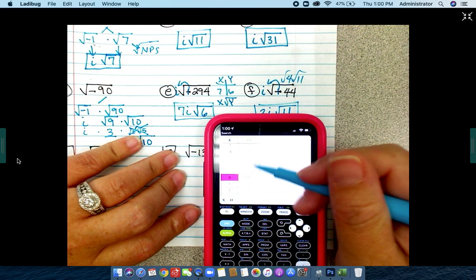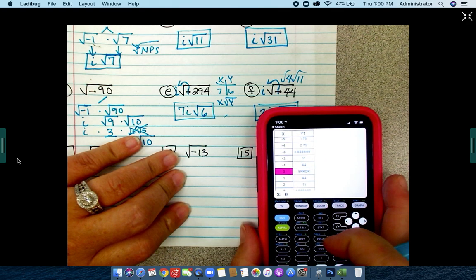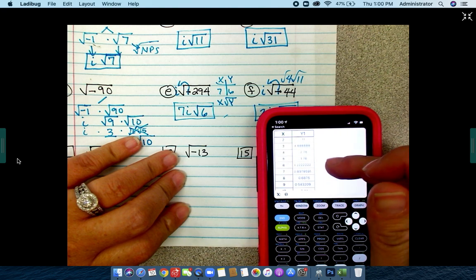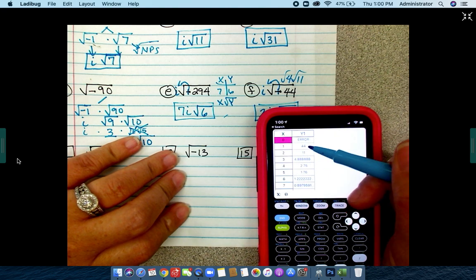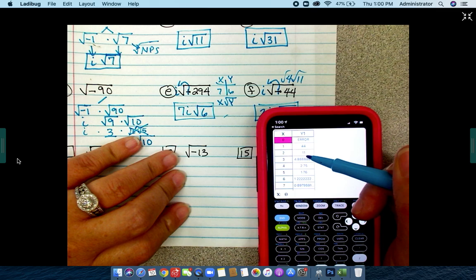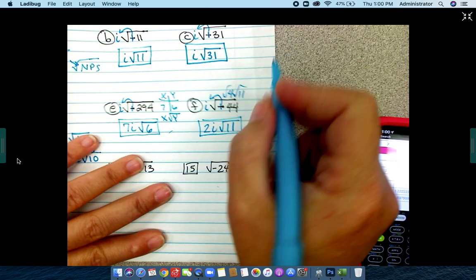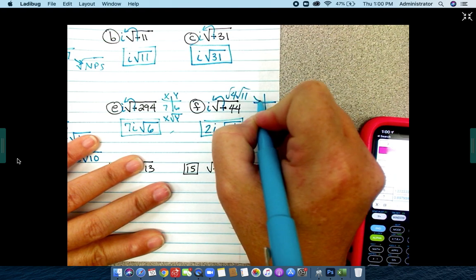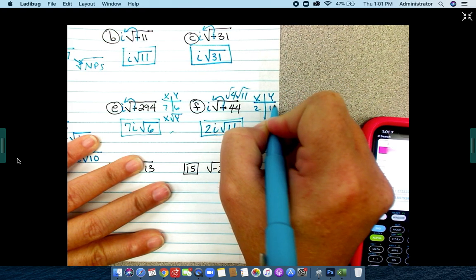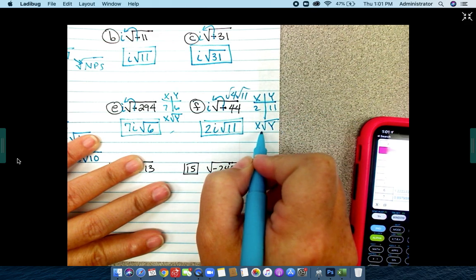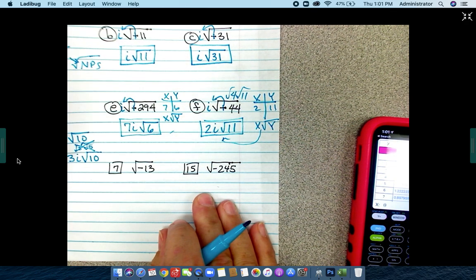Don't look in the negatives, by the way. Do not at all look in the table where your x or y's might be negative. Look down here in your positives. So we've got 1 and 44, 2 and 11, and that's it. So 2 and 11, again, if I were showing work, I would write x, y, 2, 11, and then make sure you write x root y, and that's how we get this answer.